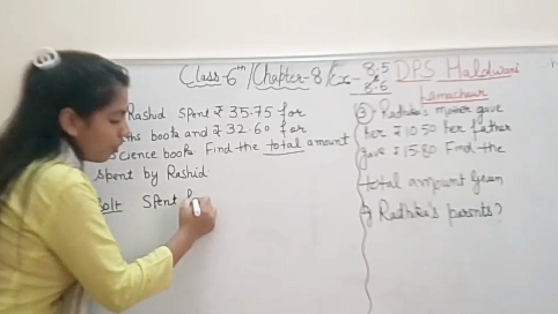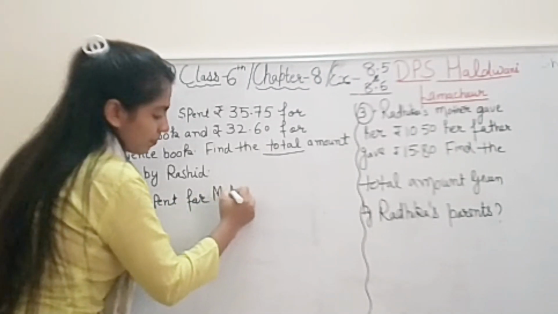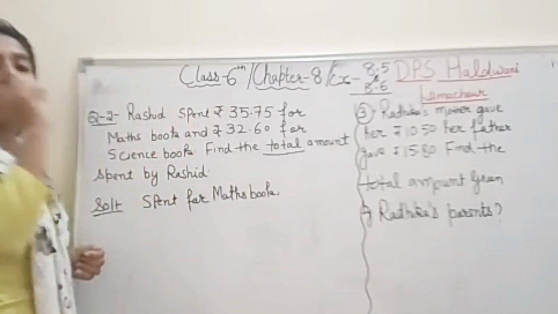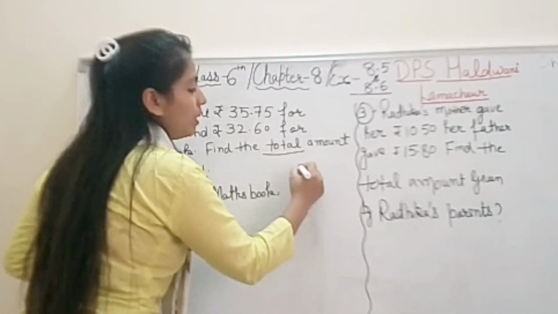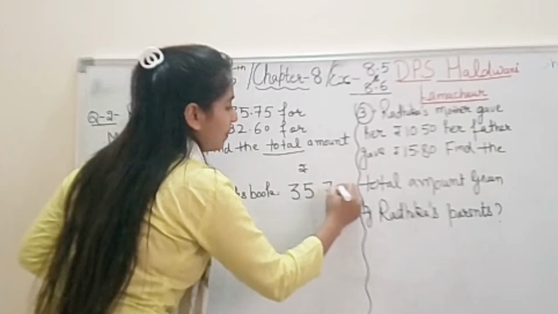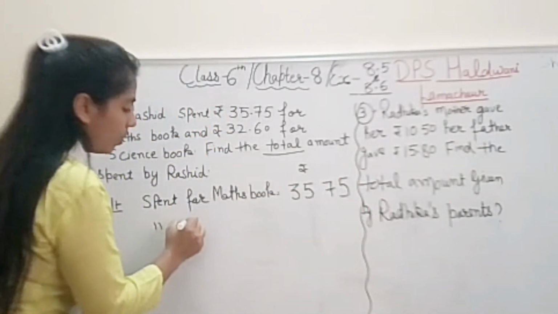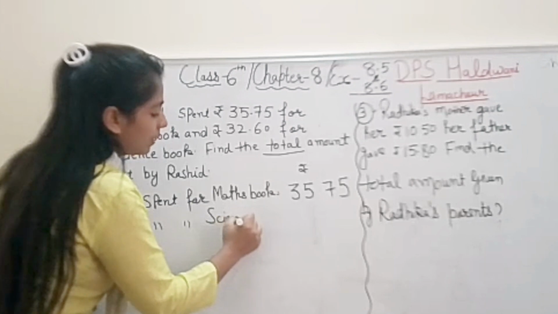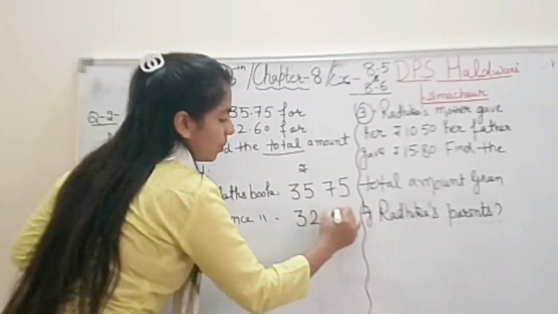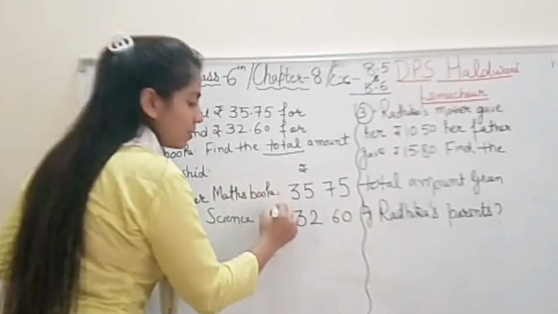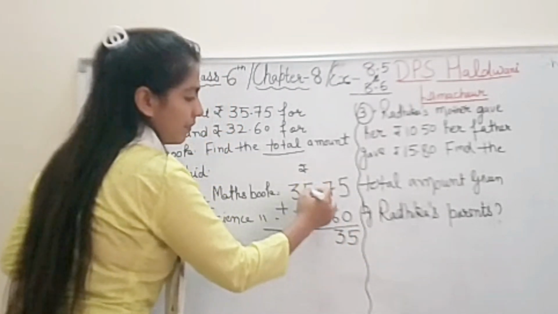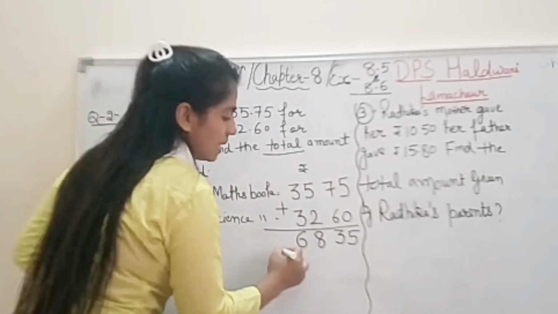Money spent for the maths book will be rupees 35.75. At the top only, you can write rupees one time. In the same manner, money spent for the science book would be 32.60. What total amount did he spend? So you will add both the terms. 5, 13, 5, 6, 7, 8, 3, 3, 6.